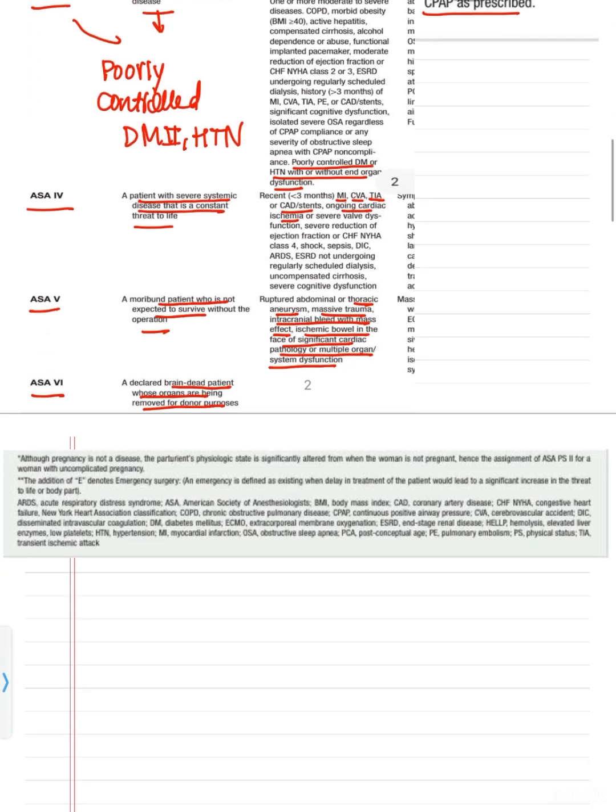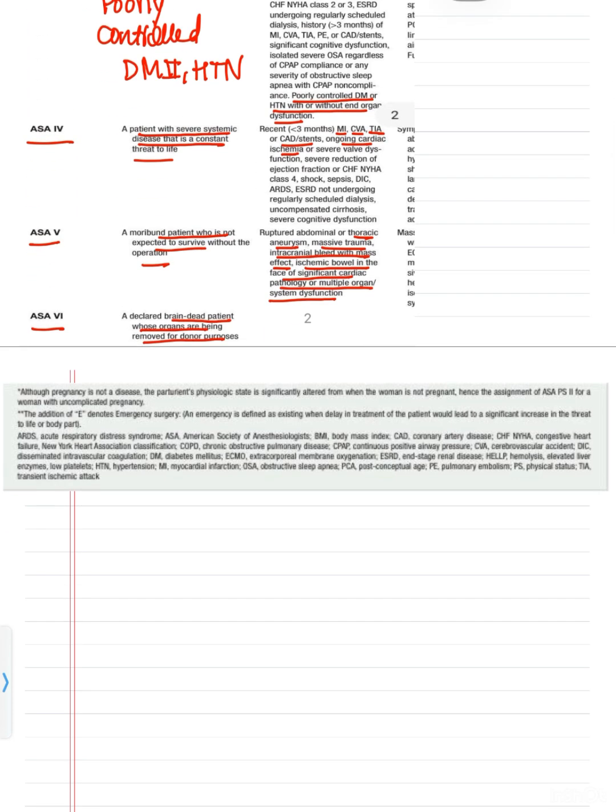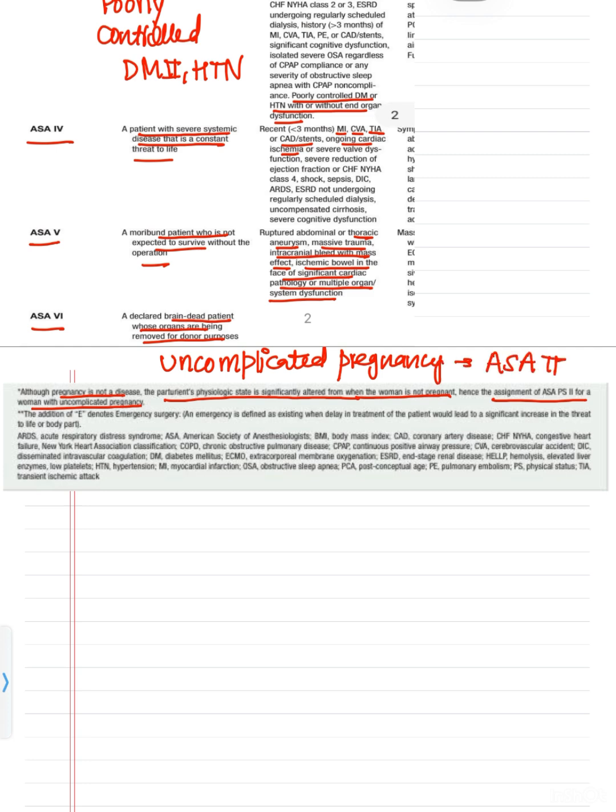Now, something important in this classification is that although pregnancy is not a disease, ASA writes that the parturient's physiological state is significantly altered from when the woman is not pregnant. Hence, the assignment of ASA PS 2 is for women with uncomplicated pregnancy. So a woman with uncomplicated pregnancy will not come under ASA 1, but will come under ASA 2.